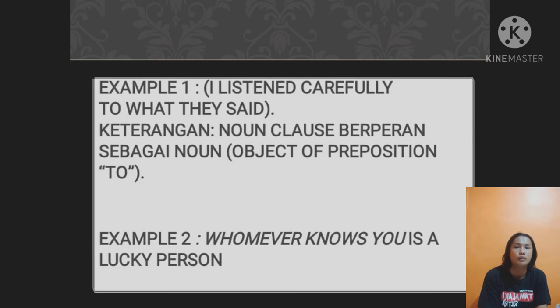Example number 2. Whomever knows you is a lucky person. In bahasa, siapapun yang kenal kamu adalah orang yang beruntung. So, noun clause from the sentence is whomever knows you.